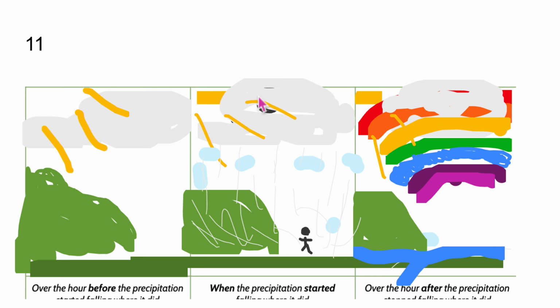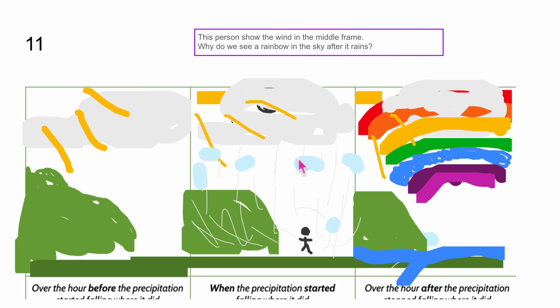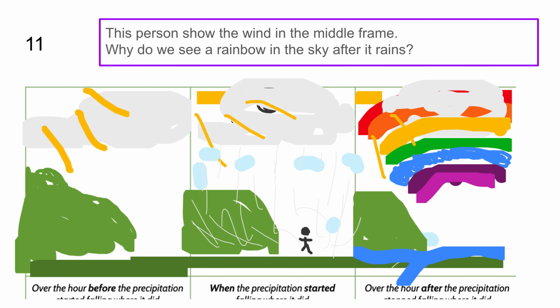We see a lot of stuff going on there. We see clouds and wind. We see wind blowing, hail coming down, some rain. So they show the wind in the middle frame.